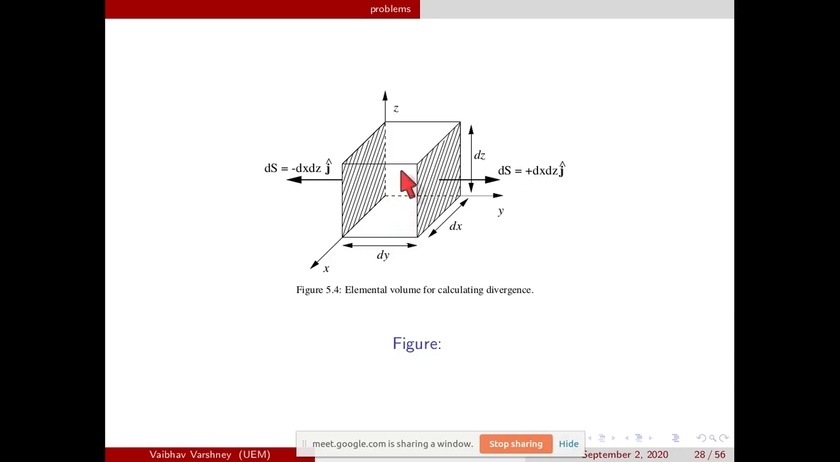Okay, so these are the two faces. The area of both faces is dx and dz. If you take the normal to this front plane, it is in the positive y direction, and the normal to the back plane is in the negative y direction. So the area of this is minus dx dz j cap, and the area of this is dx dz j cap. This area element is clear. Yes, sir.